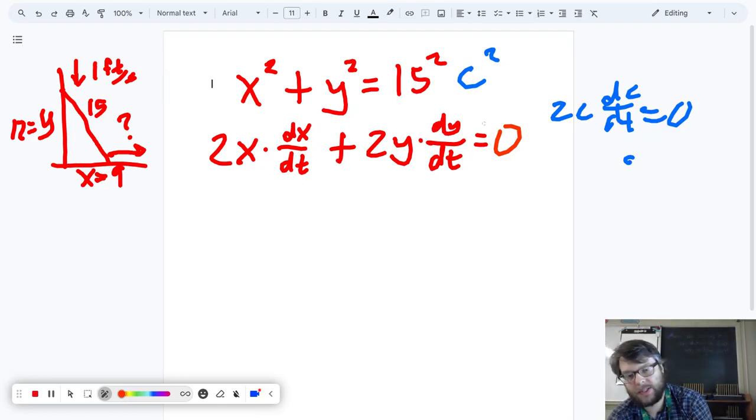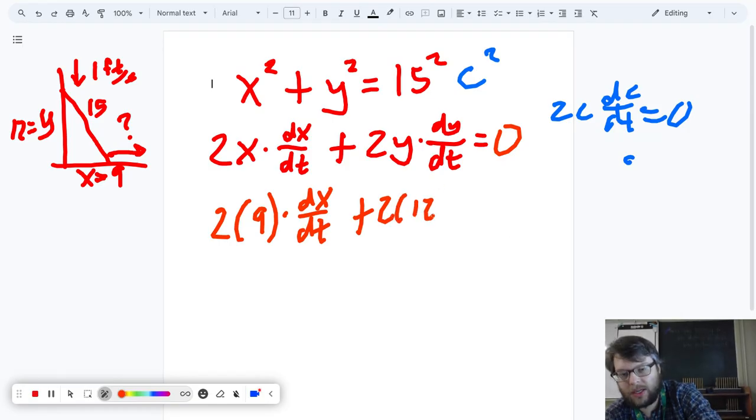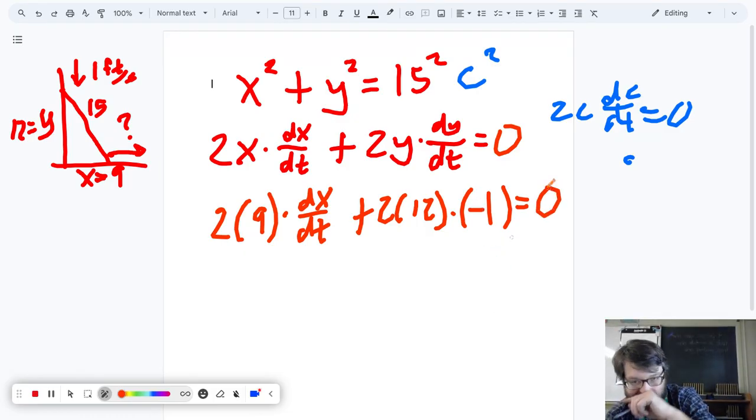You would just need to figure out at what rate the ladder is moving in or out. At this point, it's just plugging in what we know and solving for the piece of information we don't know. So 2 times x, where x equals 9. So now I plug in the particular value. dx/dt is what I don't know, plus 2 times y times dy/dt, which I do know, is 1. But it's actually negative 1. Think about why it would make more sense for it to be negative 1 in this situation. The y value is actually getting smaller. It's decreasing, so the ladder's falling down.